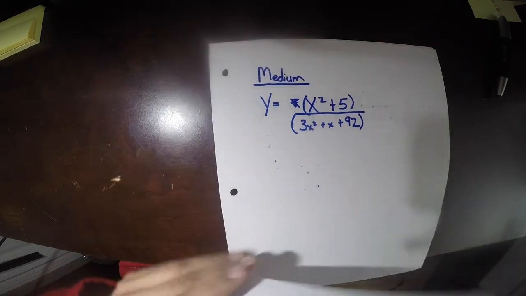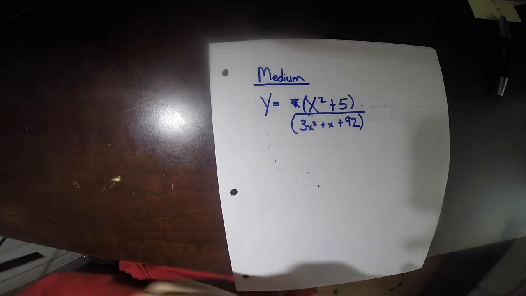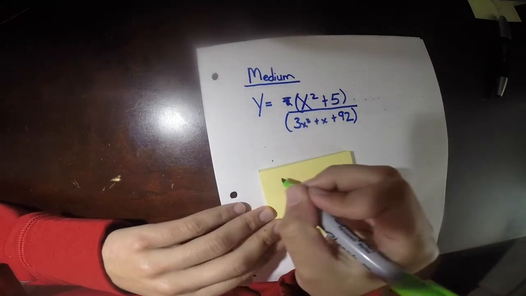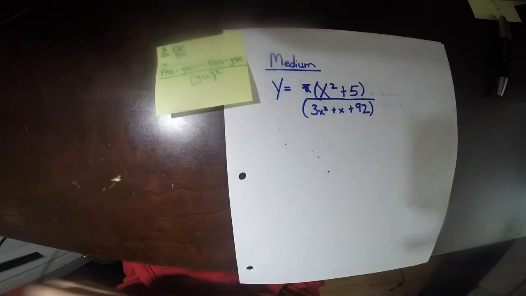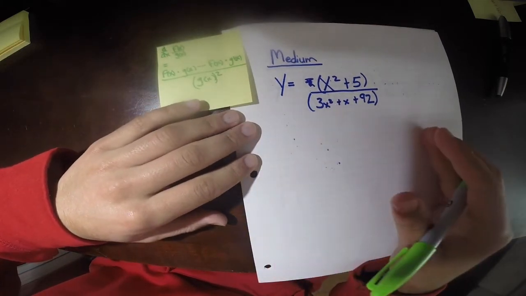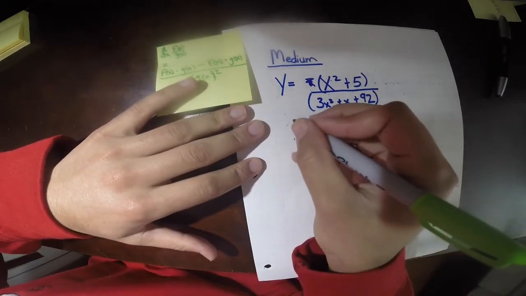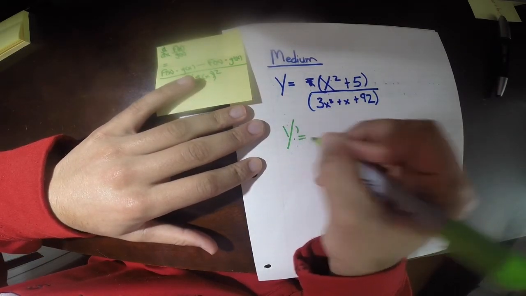Medium. Now, I'm going to write down our quotient rule. There's your quotient rule, just a reminder. It may look complicated because it's just bigger numbers, but you should be fine. All you gotta do is just follow the steps.